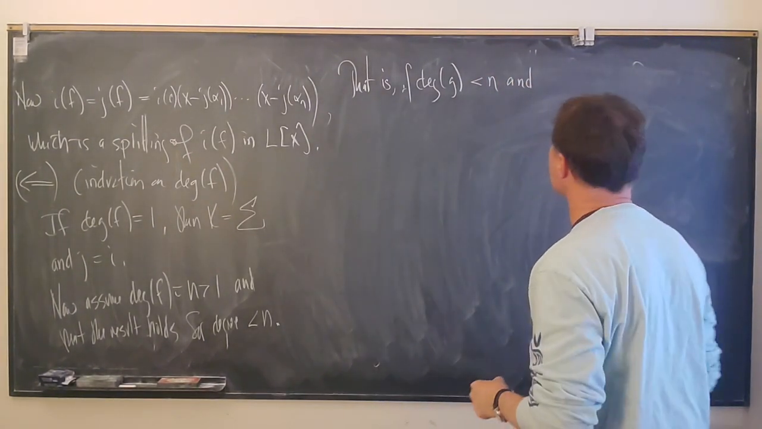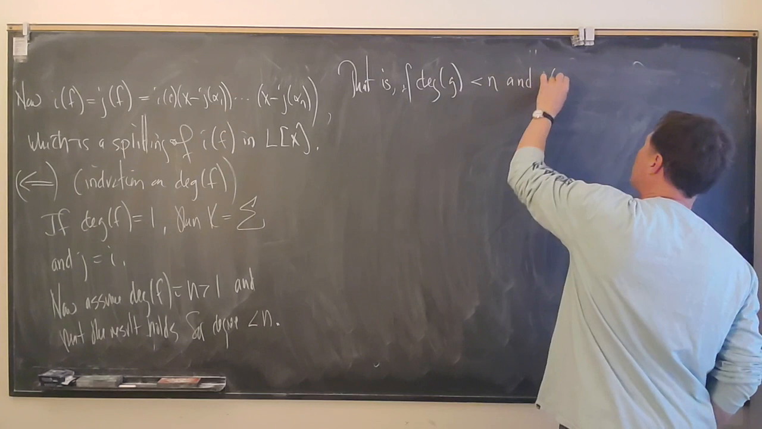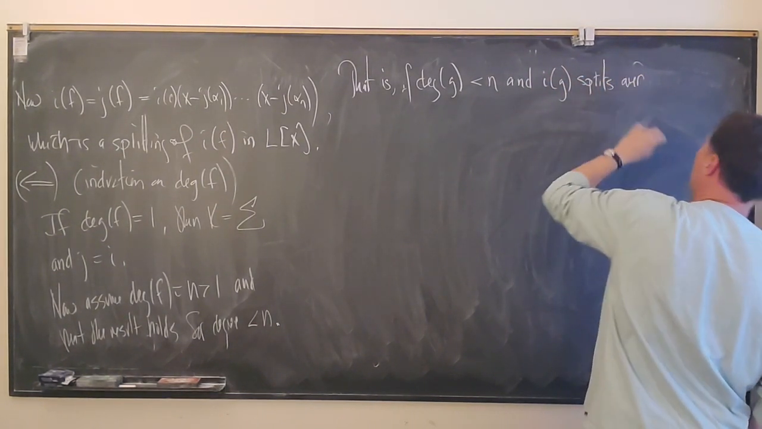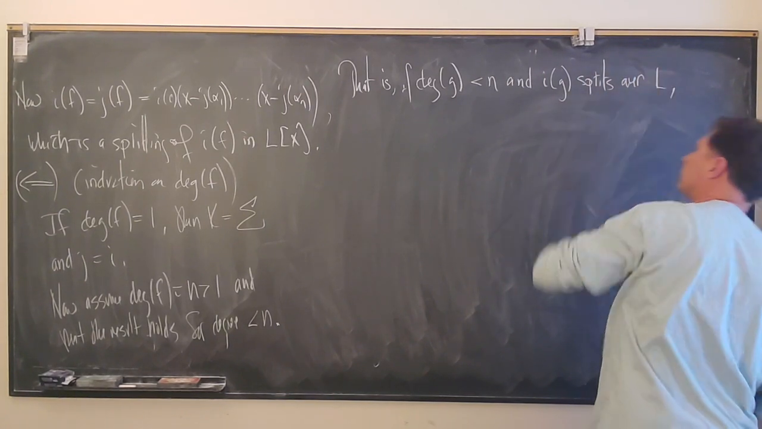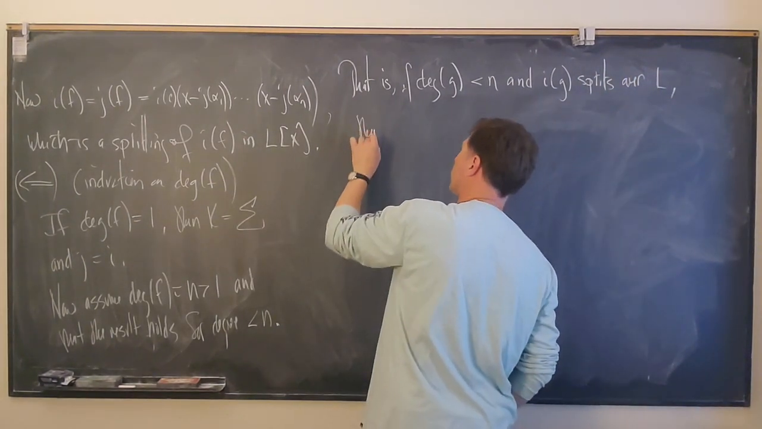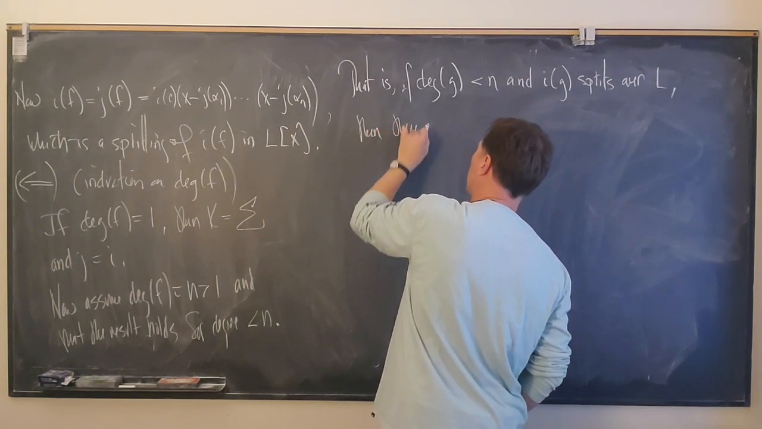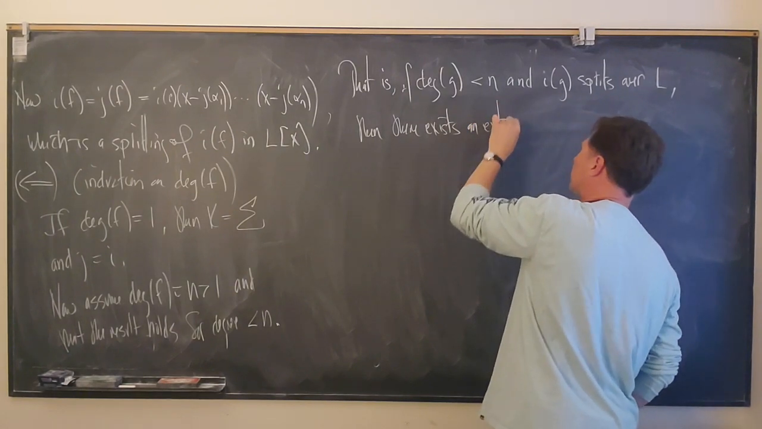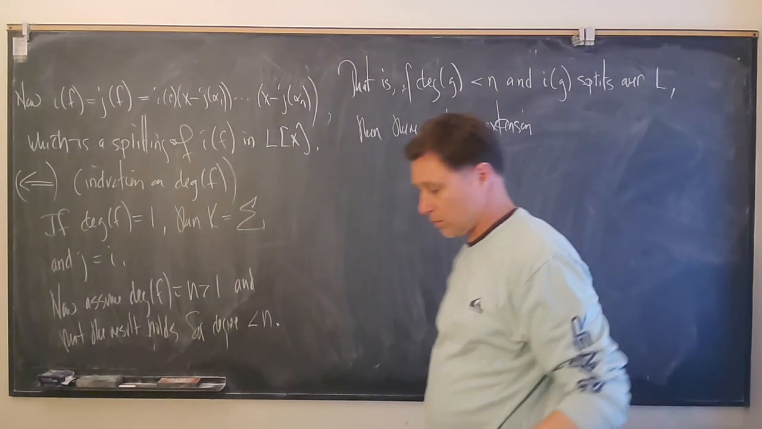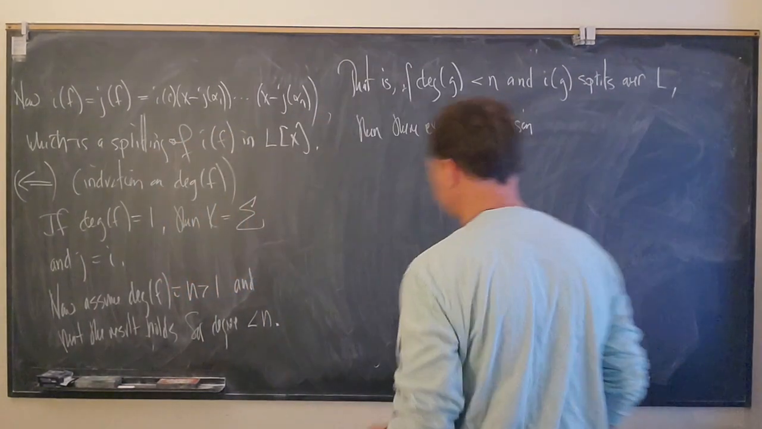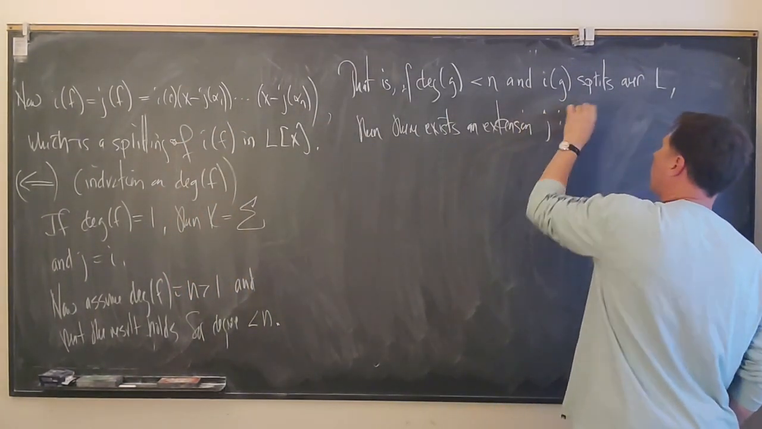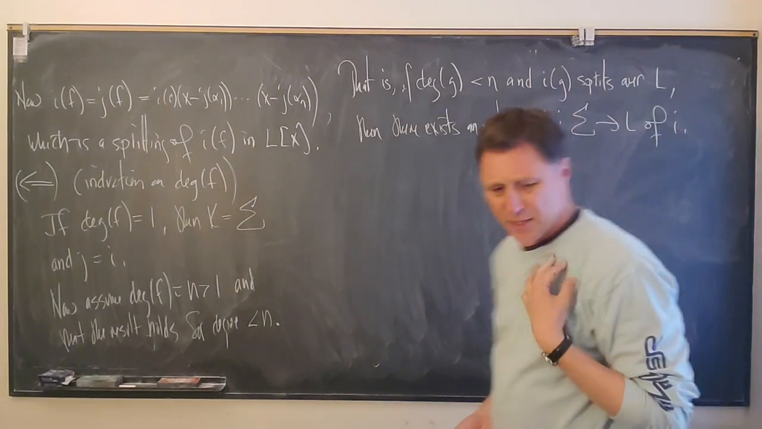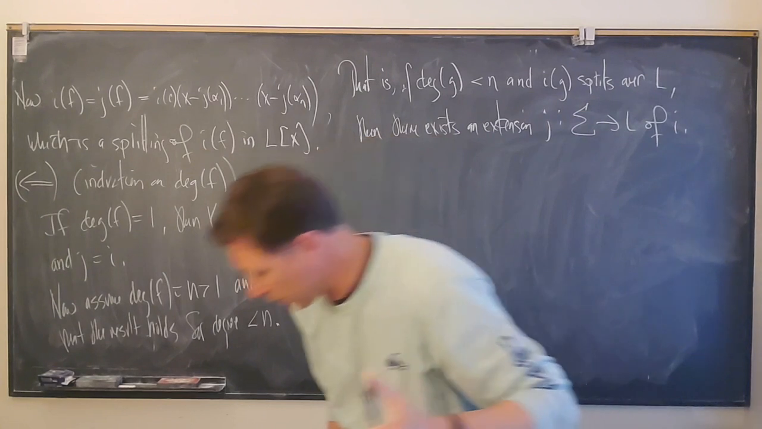and I of G splits over L, then there exists an extension J from sigma to L of little I. And I just noticed I have a typo in my notes. Let me fix that real quick.